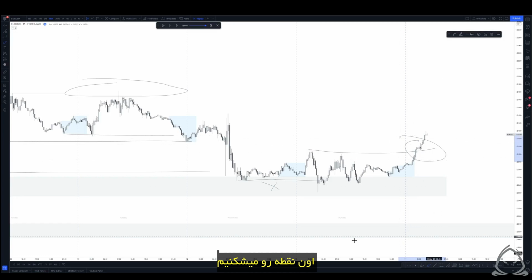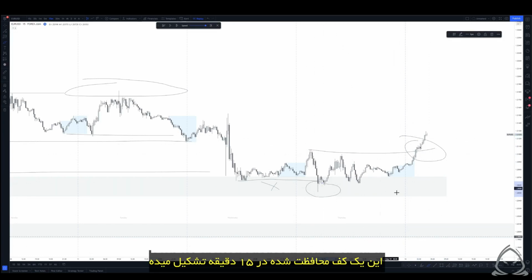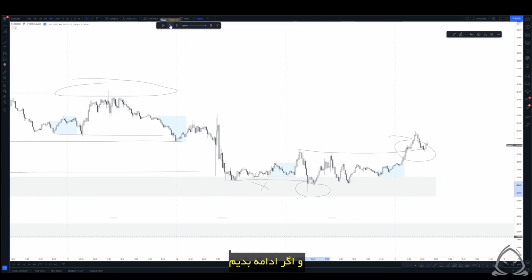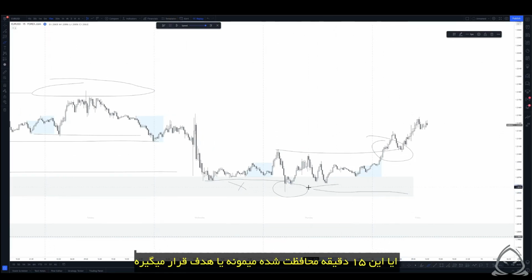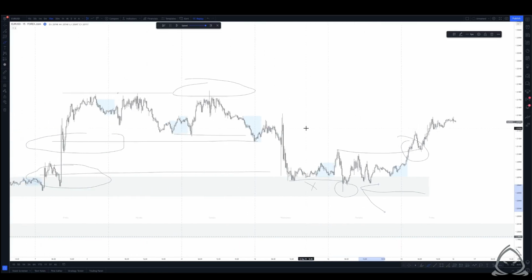We break that swing point. What does this create on a 15-minute? This creates a protected low on the 15-minute. And then if I continue price, will this 15-minute get targeted or will it remain protected? And we continue to the upside.